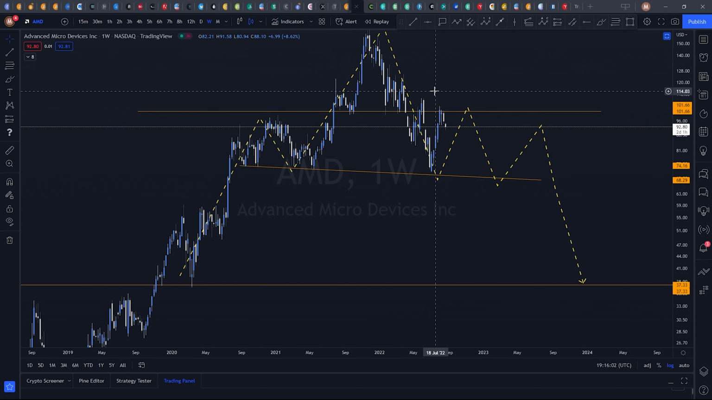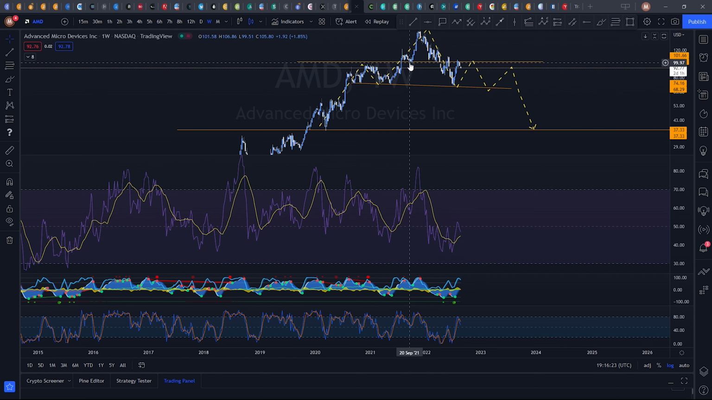This is the neck, guys. I know it's not straight. Normally we like to draw necks straight. They don't have to be straight. They do not have to be straight. So you can see right here, I drew the resistance straight across based off the support over here.